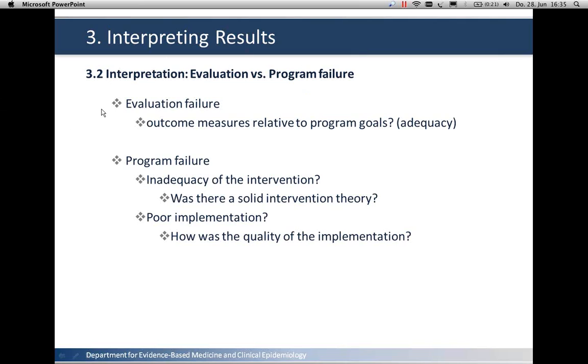The evaluation failure is the question, okay, where are the outcomes relative to the program goals? Did the outcomes fit the intervention theory? Here we are again at the intervention theory and the goals of the intervention, which are necessary for answering this question about whether the outcomes are according to the program.